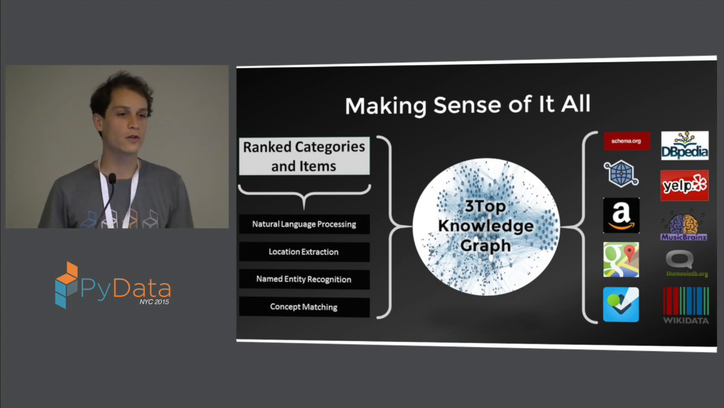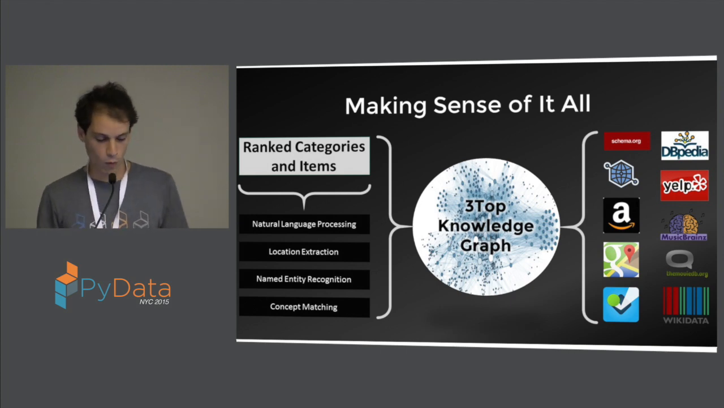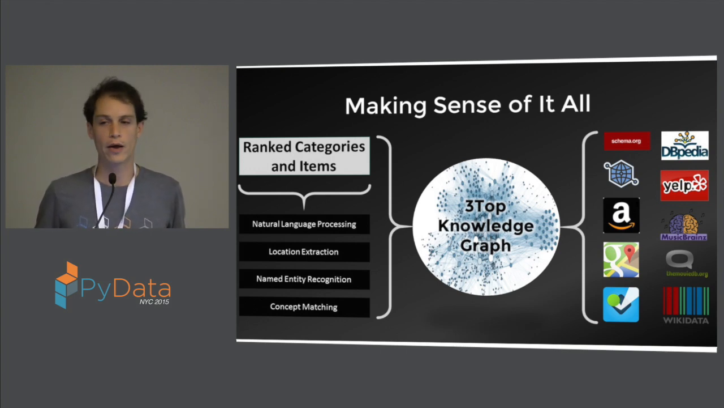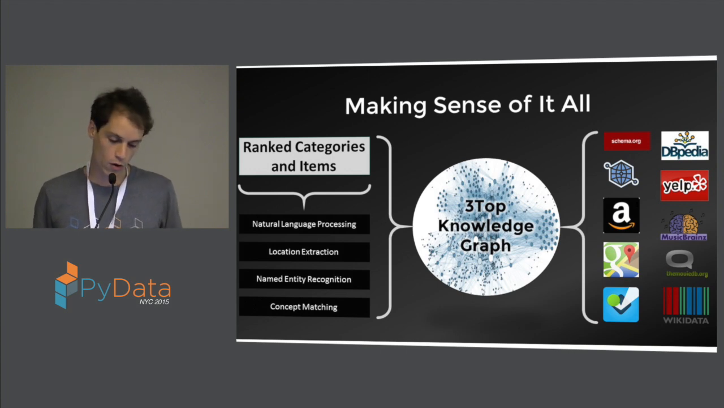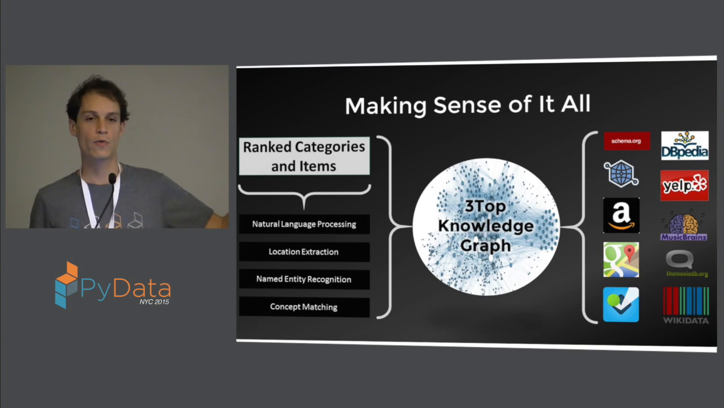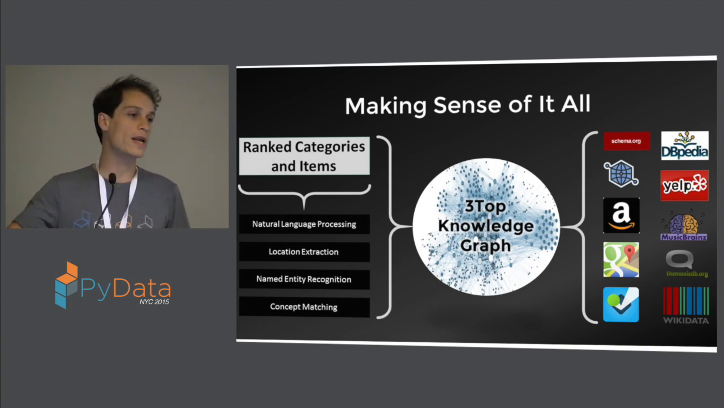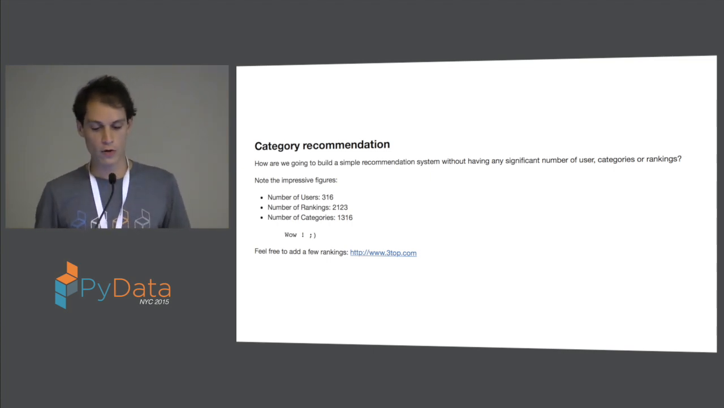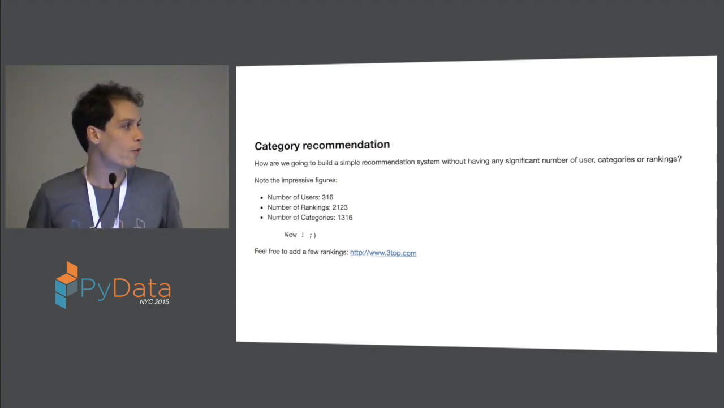Okay, so now let's go to the matter of the talk. What we wanted was a simple recommendation engine that it would be more accurate to call a related engine. When you're on a category page or on a ranking page, it will recommend related categories. The problem is, look at those impressive figures. We have 300 users, 2,100 rankings, and 1,300 categories.